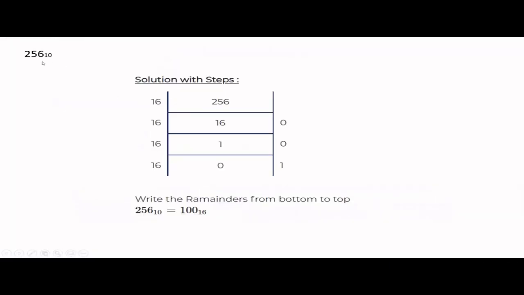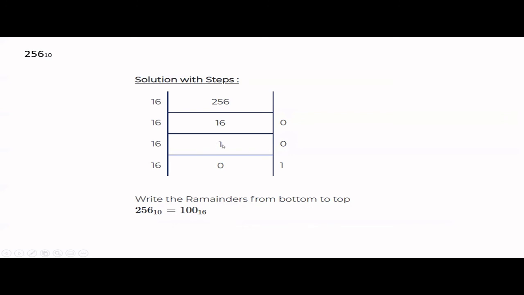Okay, first one, 256 with the base 10. So you have to divide this by 16. When you divide 25 by 16, it's 1, right? 1 into 16 is 16. So you have left over 9. So 96, you have to take how many 6s? It's 6, right? 16 into 6. So you don't have any remainder. And when you divide 16 by 16, the answer is 1 and you don't have any remainder.